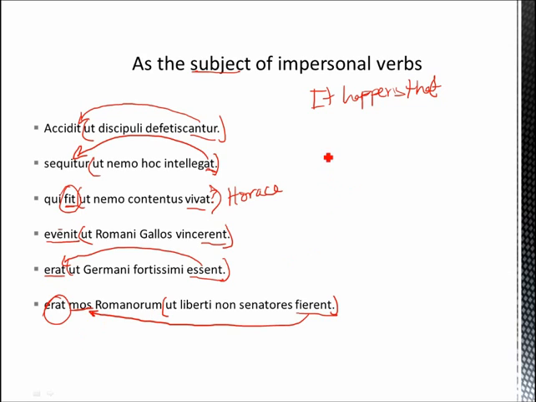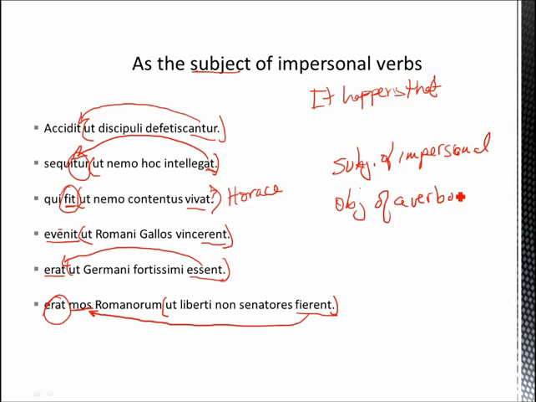So remember, noun clauses can either be the subject of an impersonal verb, it happened, it follows, or they can be the object, the direct object, of a verb of making. Oftentimes facio, or a compound of facio. They will always start with ut, never ne. Ut, and then they'll have a negative, ut nemo, and then they'll have the subjunctive.